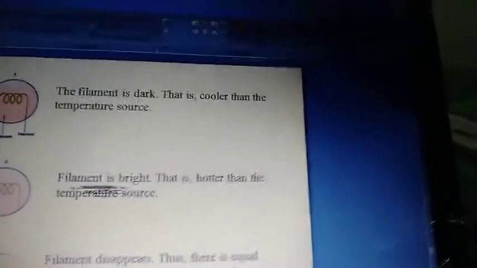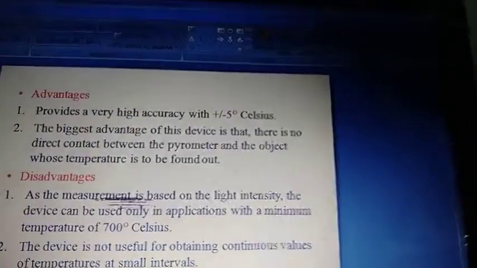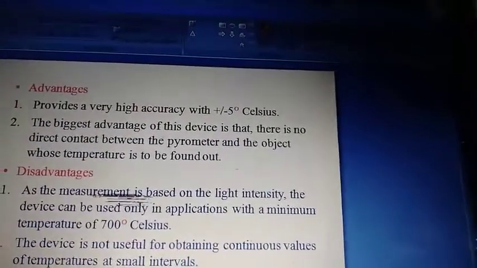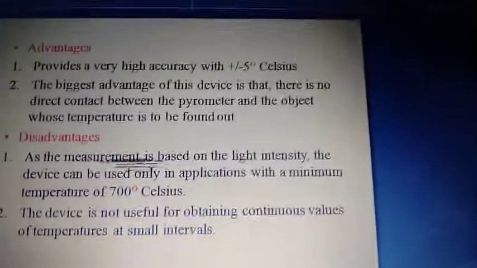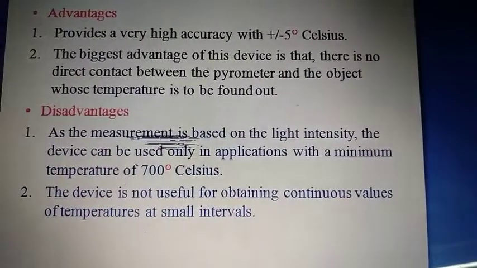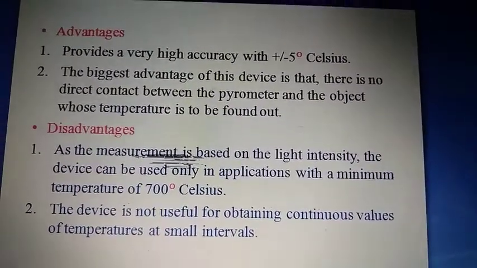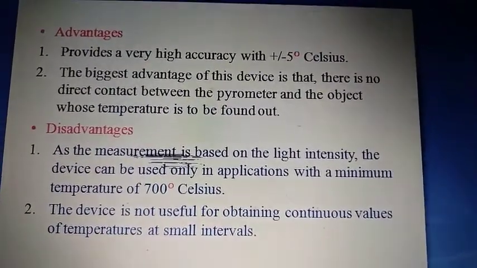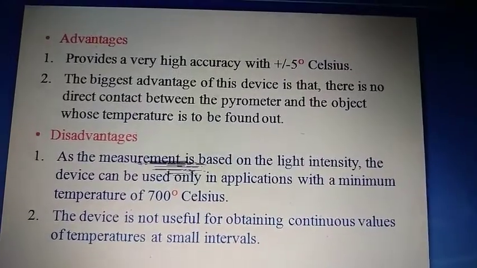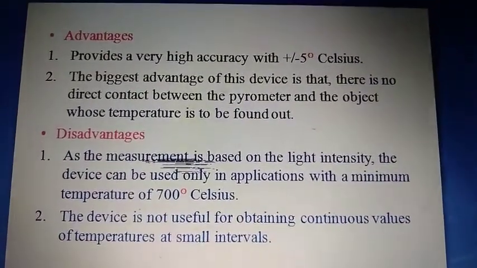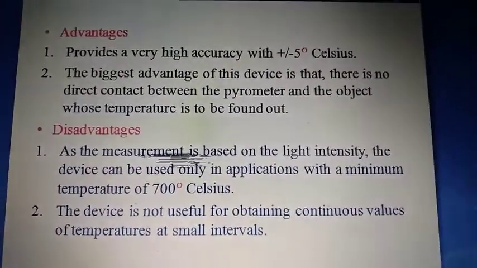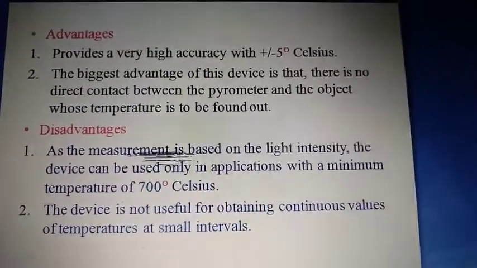What are the applications of this optical pyrometer? It is normally used for measuring temperatures of more than 700 degrees centigrade. It is used for measuring molten metals, liquid furnaces and liquid alloys. For measuring any higher temperatures, this pyrometer is more useful.